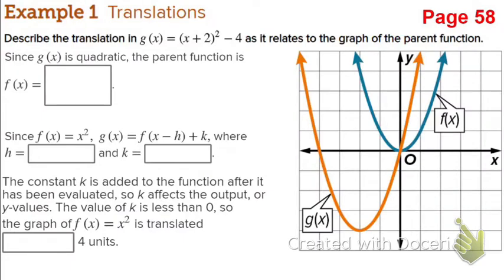On example number 1, take a moment and look at this. The blue one is the parent. The orange one is the transformation. I want you to figure out whether you think this has moved left or right, up or down from the parent. See if you can figure out how far.